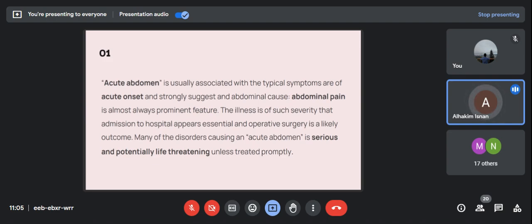Acute abdomen. So here is the definition: as the word says, acute means acute onset, and referring to the abdomen, which means abdominal pain. This abdominal pain can have varying causes, such as obstruction, inflammation, and perforation, and so on. If it's not treated, it will of course be serious and potentially life-threatening. Okay, next.